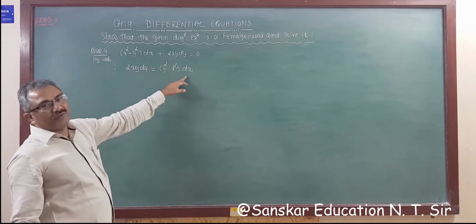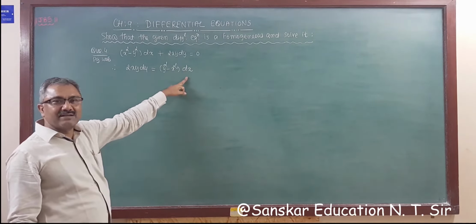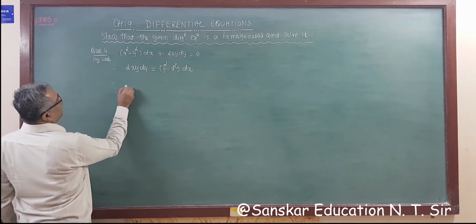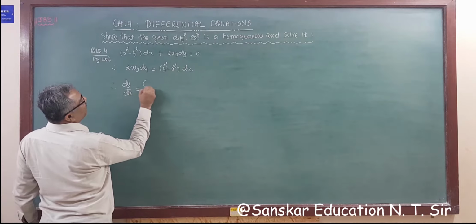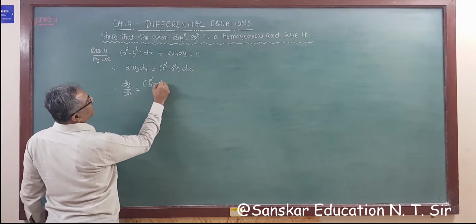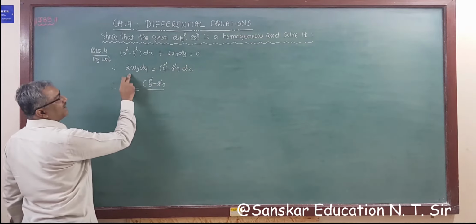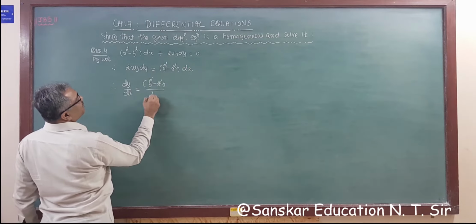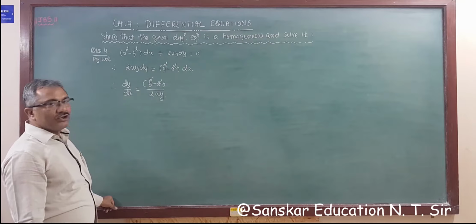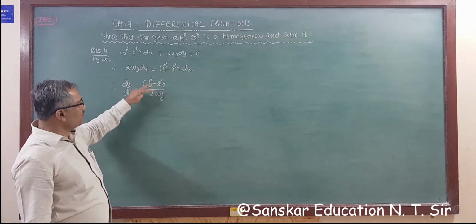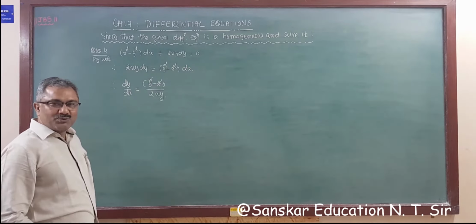So now first of all what we have to do is express this equation in dy by dx form. So I am expressing this in dy by dx form: dy by dx is equal to y square minus x square upon 2xy. Taking this to here, this to here. Degree of this is 2, 2, 2, order is 2.